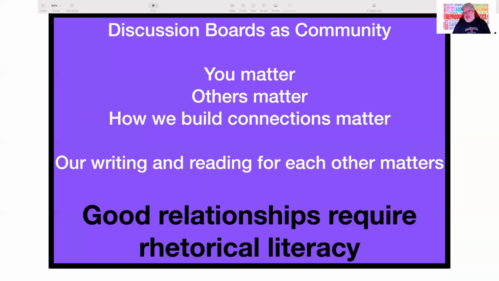In a discussion board, we ask, well, why do we want to do that? What's going on here? Well, one way to think about it, outside of all this rhetorical literacy stuff, is that what we do in a classroom is try to create community. What we do on a discussion board is try to create community. Why does community matter? Well, because you matter, and the others around you matter, and I matter, and how we build our connections together matters.